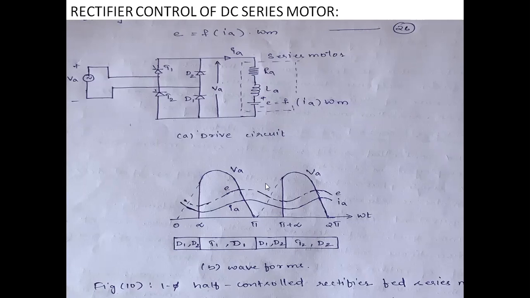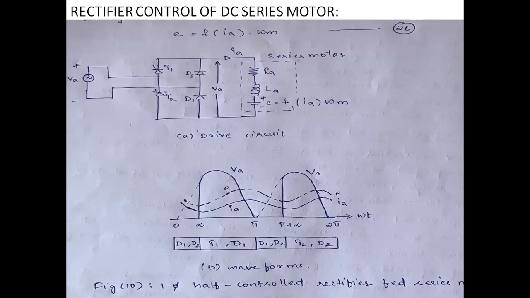If you take a desired speed, you observe that E is related to IA through the magnetization curves of the motor. These magnetization curves are non-linear because of saturation. So I can say that the instantaneous back EMF is a function of armature current IA and omega m.